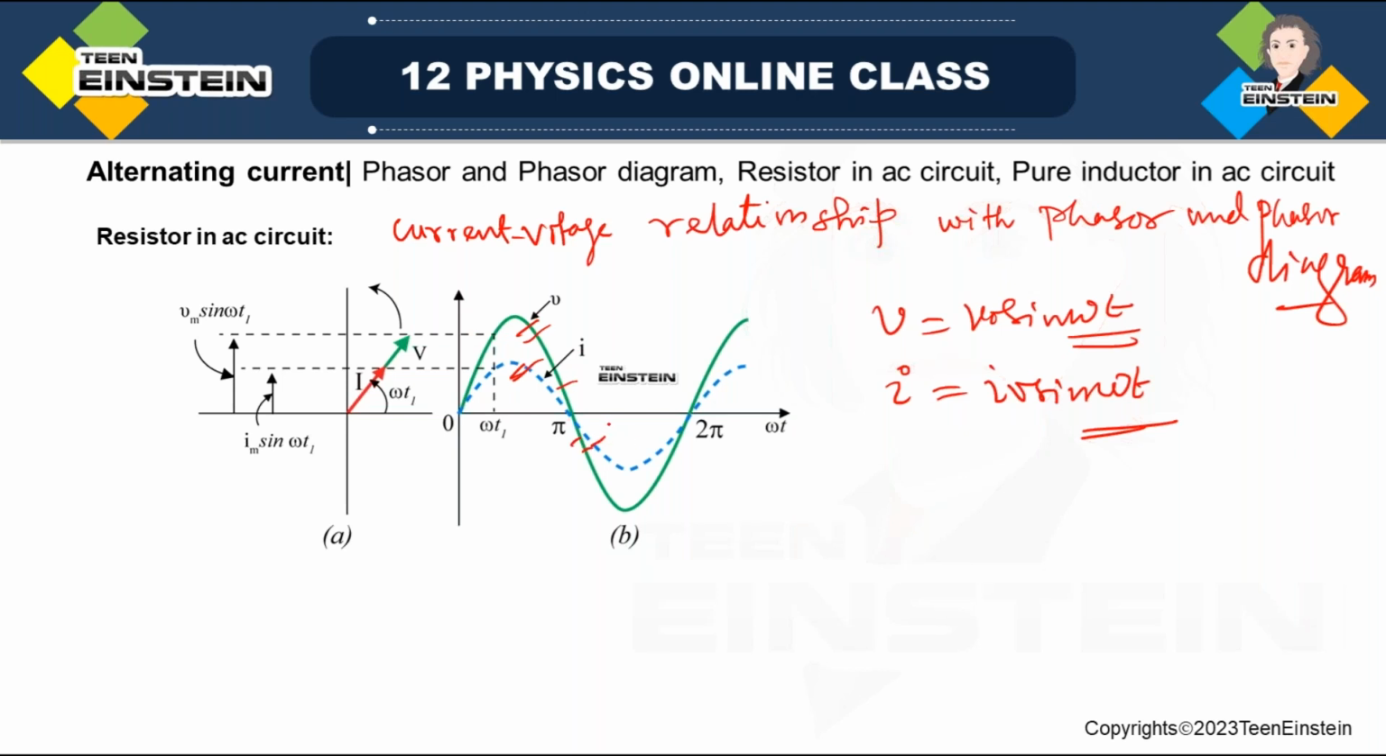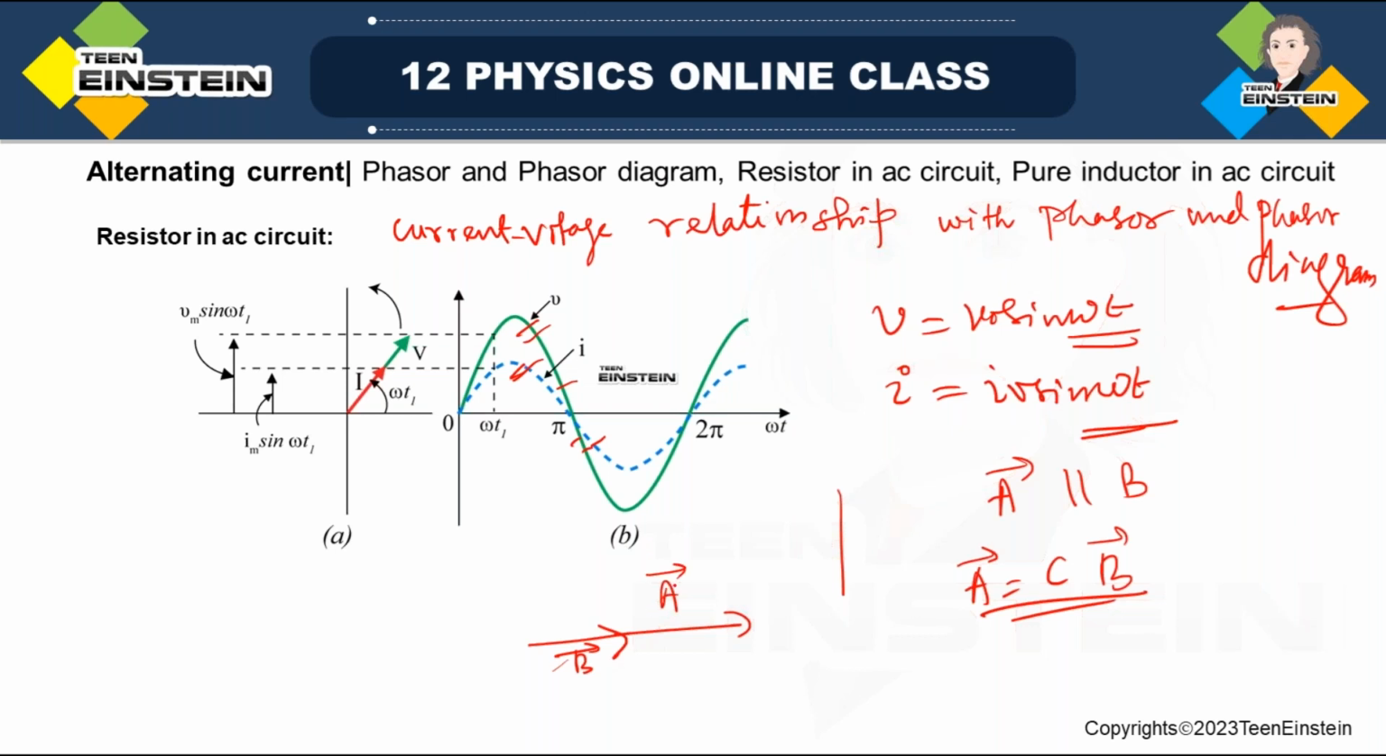In vector algebra, if we know that a vector A is parallel to B, what do we write? A is equal to some multiplicative factor c times B. Parallel vectors can be written like this. So the bigger one is vector A, and this is vector B. They could be represented by two vectors in the same direction because they are in the same phase. So the two vectors are current and voltage.